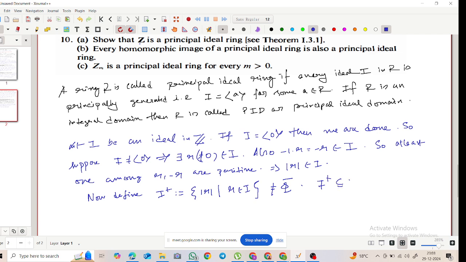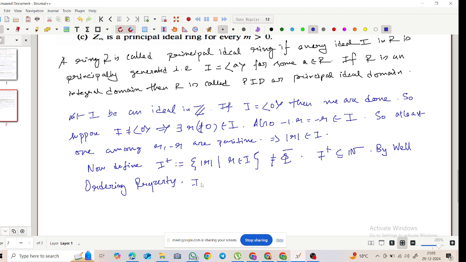I plus is a subset of natural numbers. By well ordering property, I plus has a minimal element. The well ordering property says that every non-empty subset of the natural numbers must have a least element. Say a. Okay. Claim: I is generated by a.